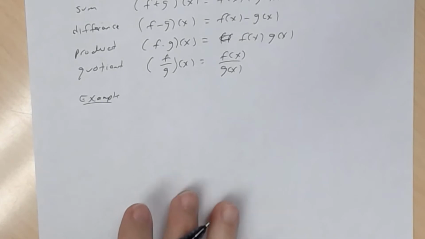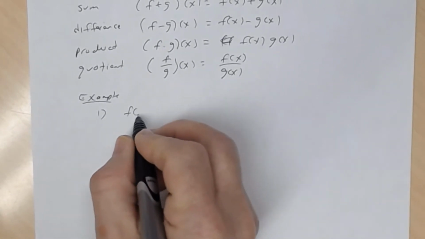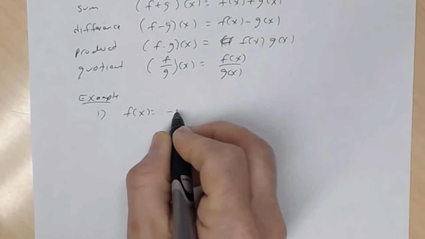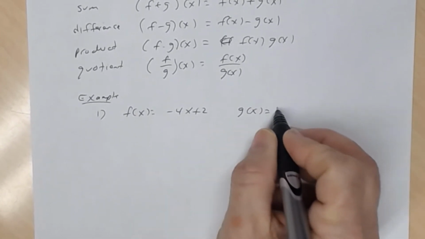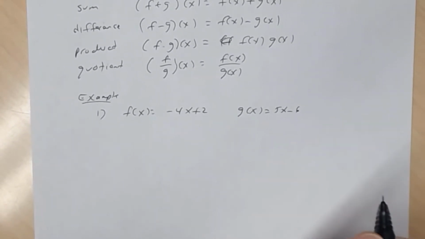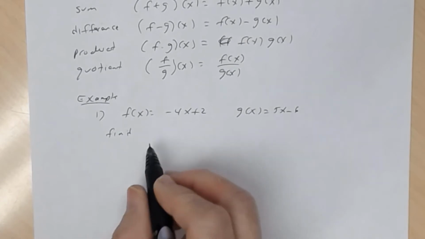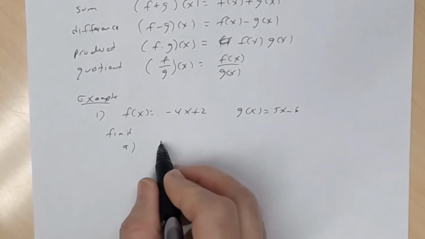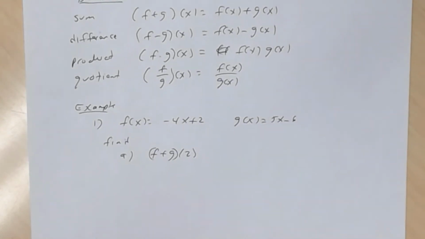Almost every student can handle this. All right, example number 1. Suppose that f of x is negative 4x plus 2, and g of x is 5x minus 6. Okay? All right, let's suppose we want to find f plus g at 2. F plus g at 2.